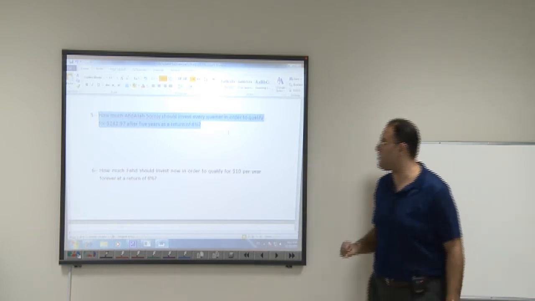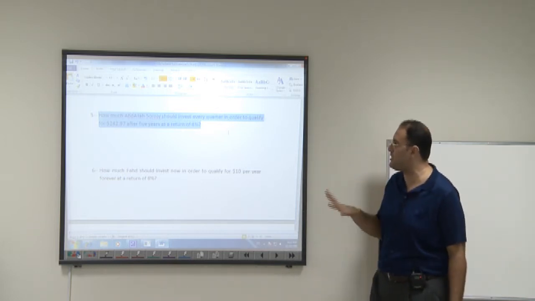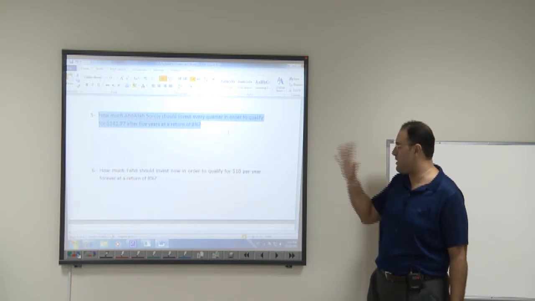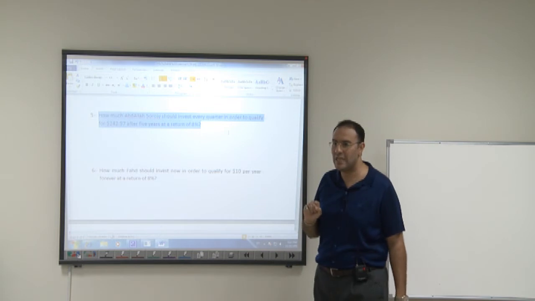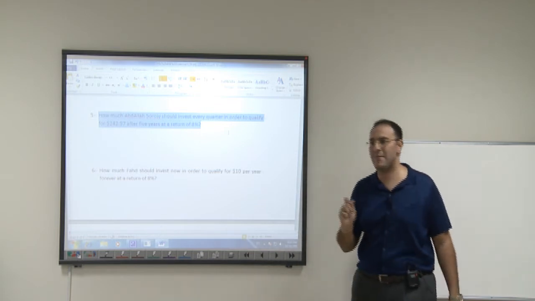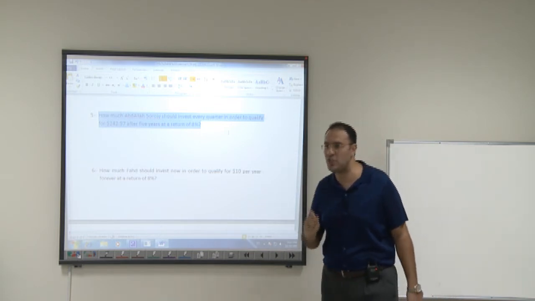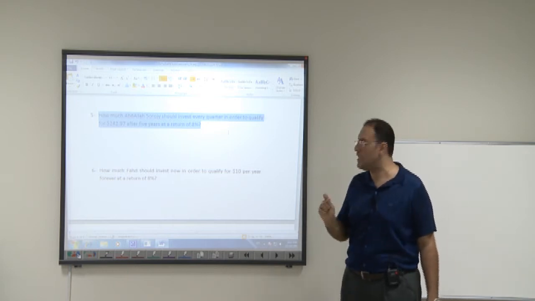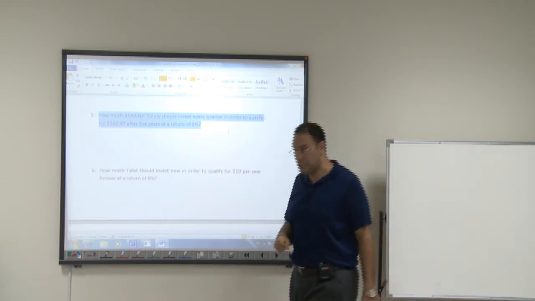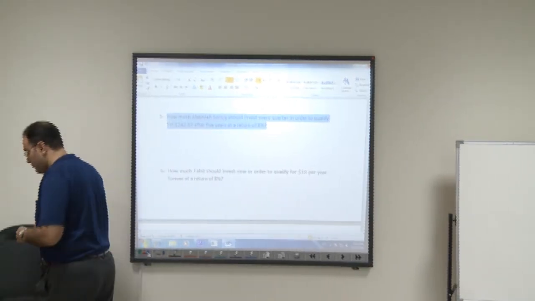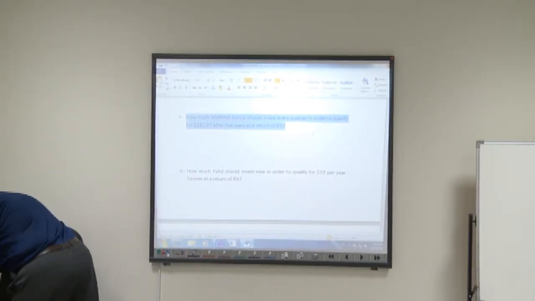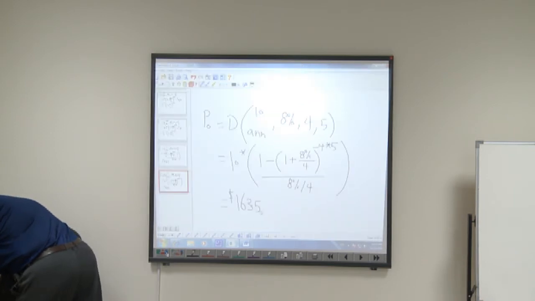So let's see the setup for that problem. This is an interesting problem. But read it carefully first. I'm asking for the annuity amount: how much you should set aside every 3 months in order to qualify for $243 after 5 years. And this is nothing but solving for the annuity amount. All right, let's see how.